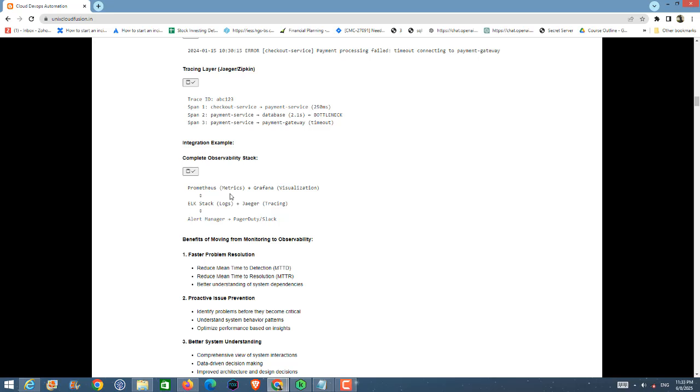And lastly, once you have identified the issue, it will go on to the Alertmanager, and that Alertmanager will be forwarding it to PagerDuty or Slack. So this is the general architecture for observability, how it looks.